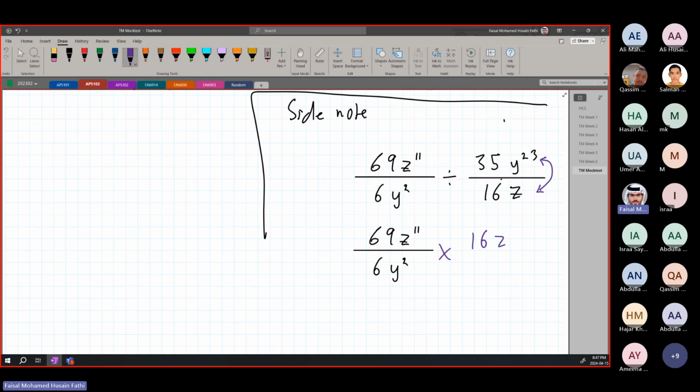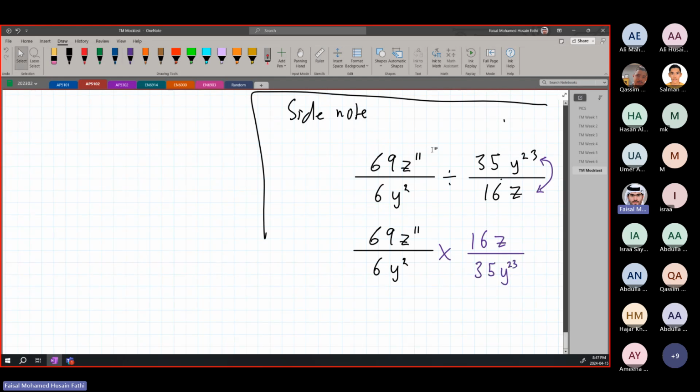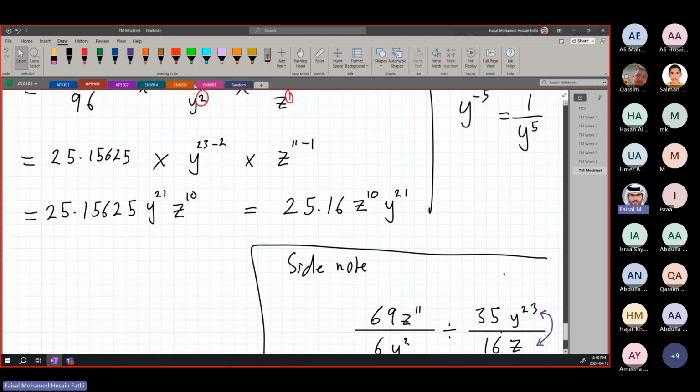So it's going to be 16z over 35y to the power of 23. So I repeat, if you have division, you get a reciprocal, which is basically just flipping up and down, and then you will replace your division with multiplication, and then you'll continue solving the same way I did above here.